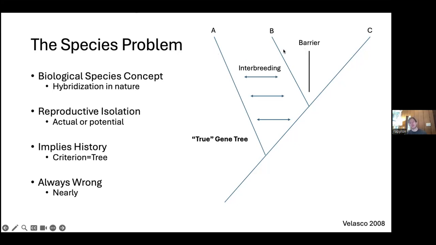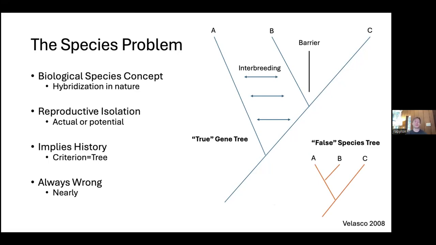But if A and B are still parapatric, they might still be interbreeding peripherally on their edges where they come into contact. What that implies is a species tree that is wrong. It's the opposite of the actual true evolutionary history of the group. It implies that A and B are more closely related because they were interbreeding more recently than B and C, which stopped interbreeding immediately once the barrier arose.